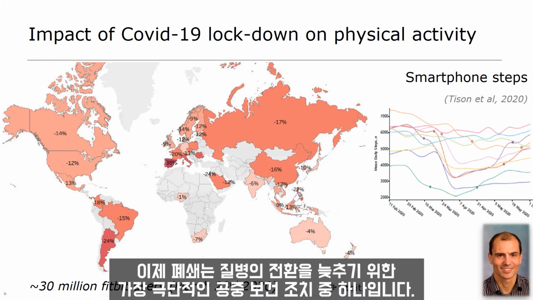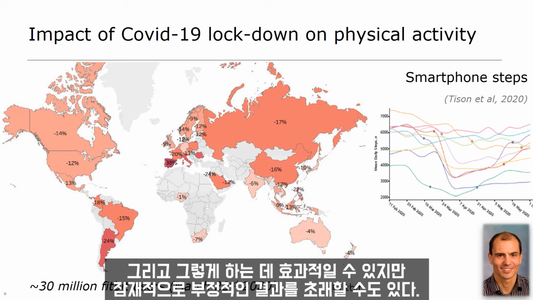Now, a lockdown is one of our most extreme public health measures in order to slow down the transmission of disease, and whilst it might be effective in doing that, it may also potentially have some negative consequences.